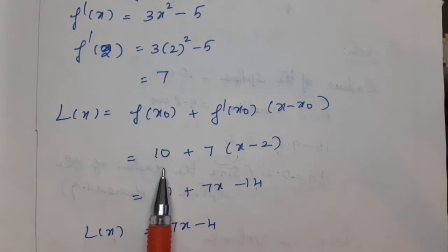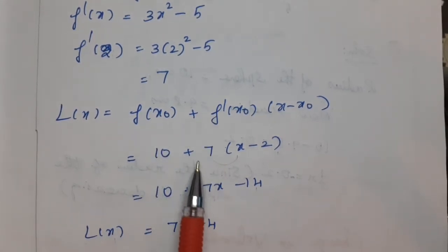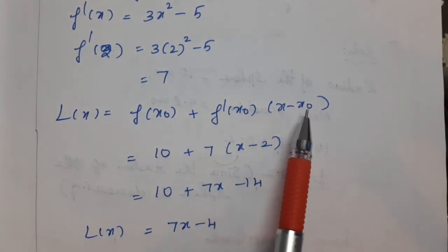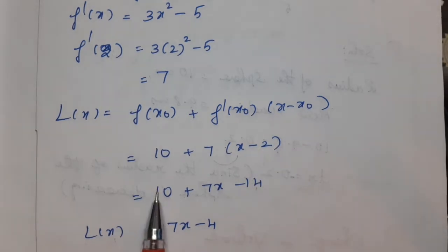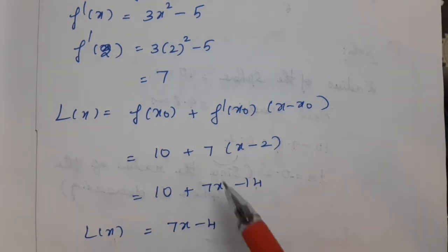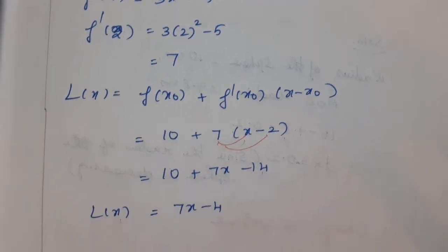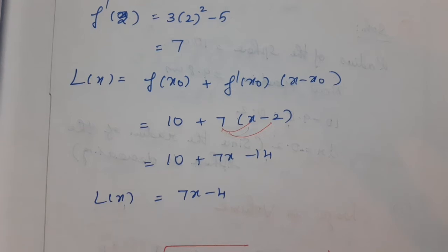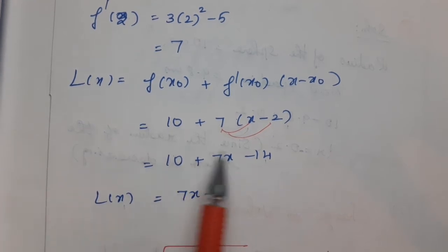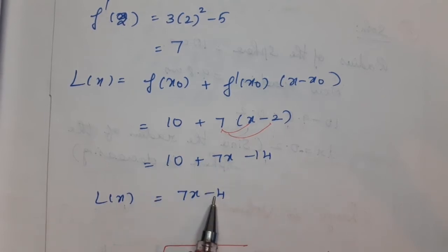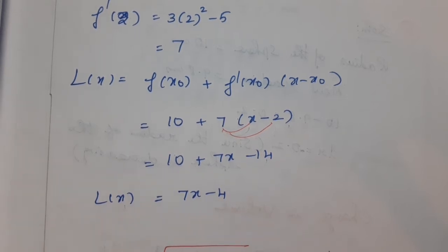Instead of f of x naught you substitute 10, plus f dash of x naught, which is 7, into x minus x naught, which is 2. So 10 plus 7 into x is 7x, 7 twos are 14, minus 14. So 10 plus 7x minus 14. Therefore the linear approximation L of x is equal to 7x minus 4, because minus 14 plus 10 is minus 4. This is easy for you because the indicated point is given.